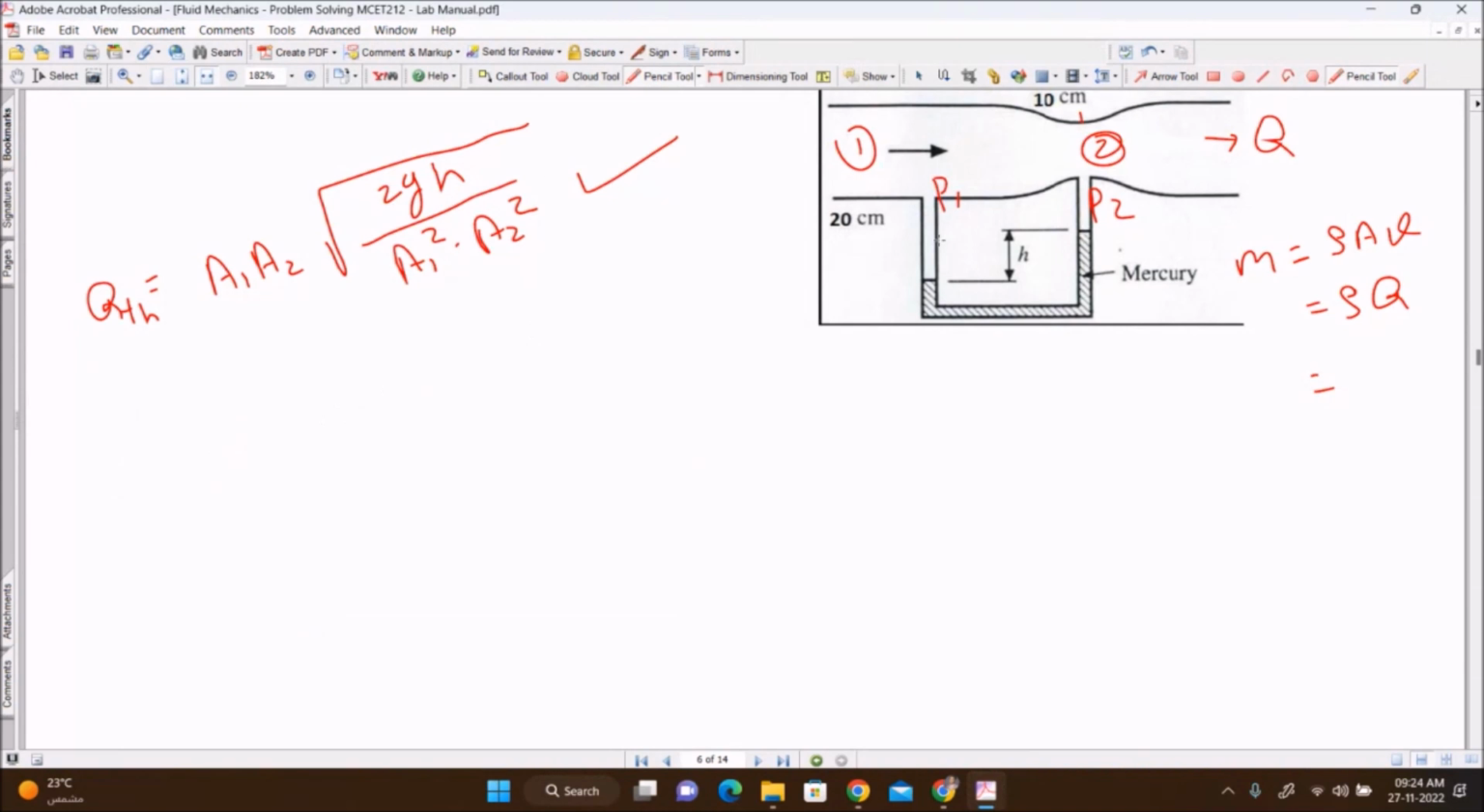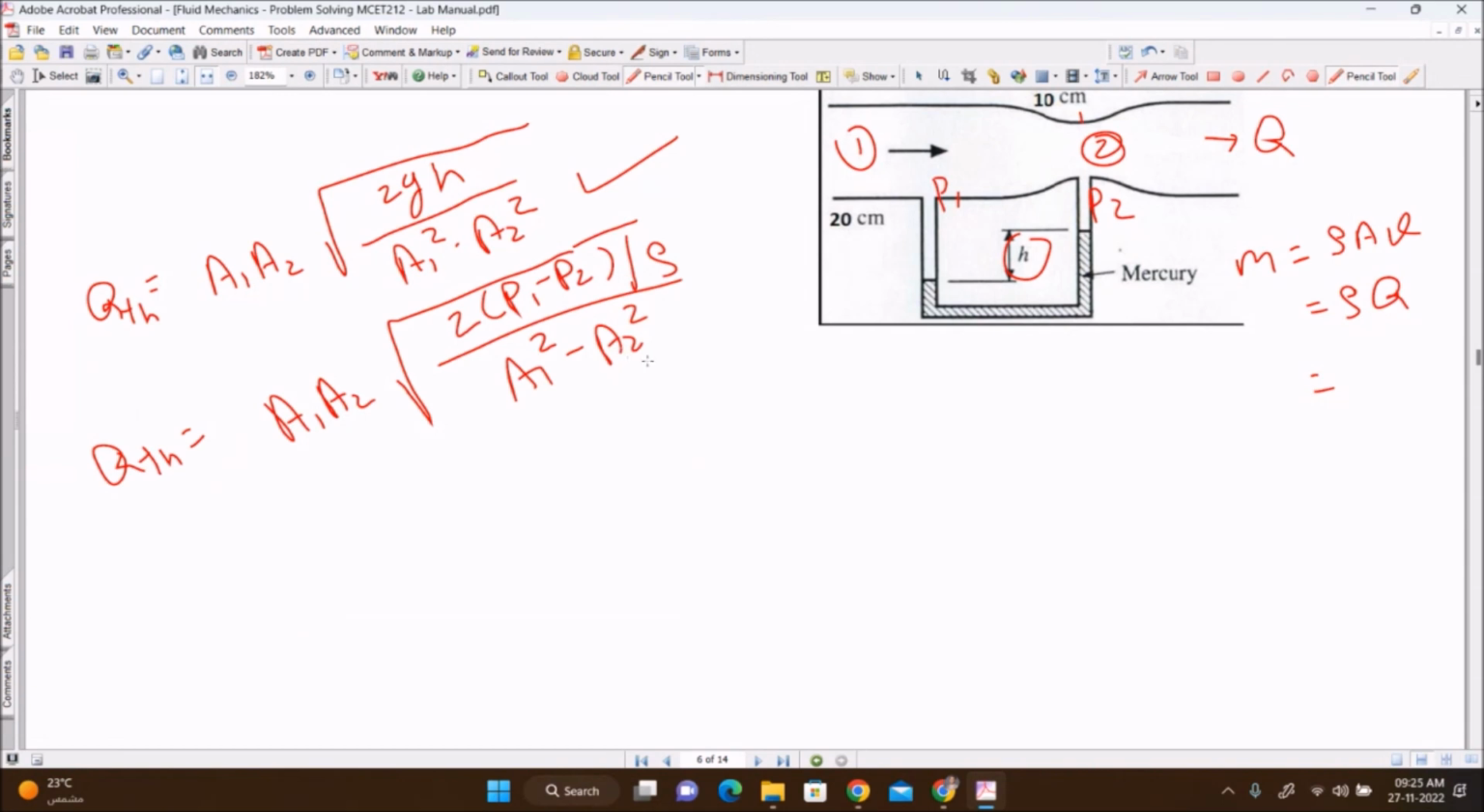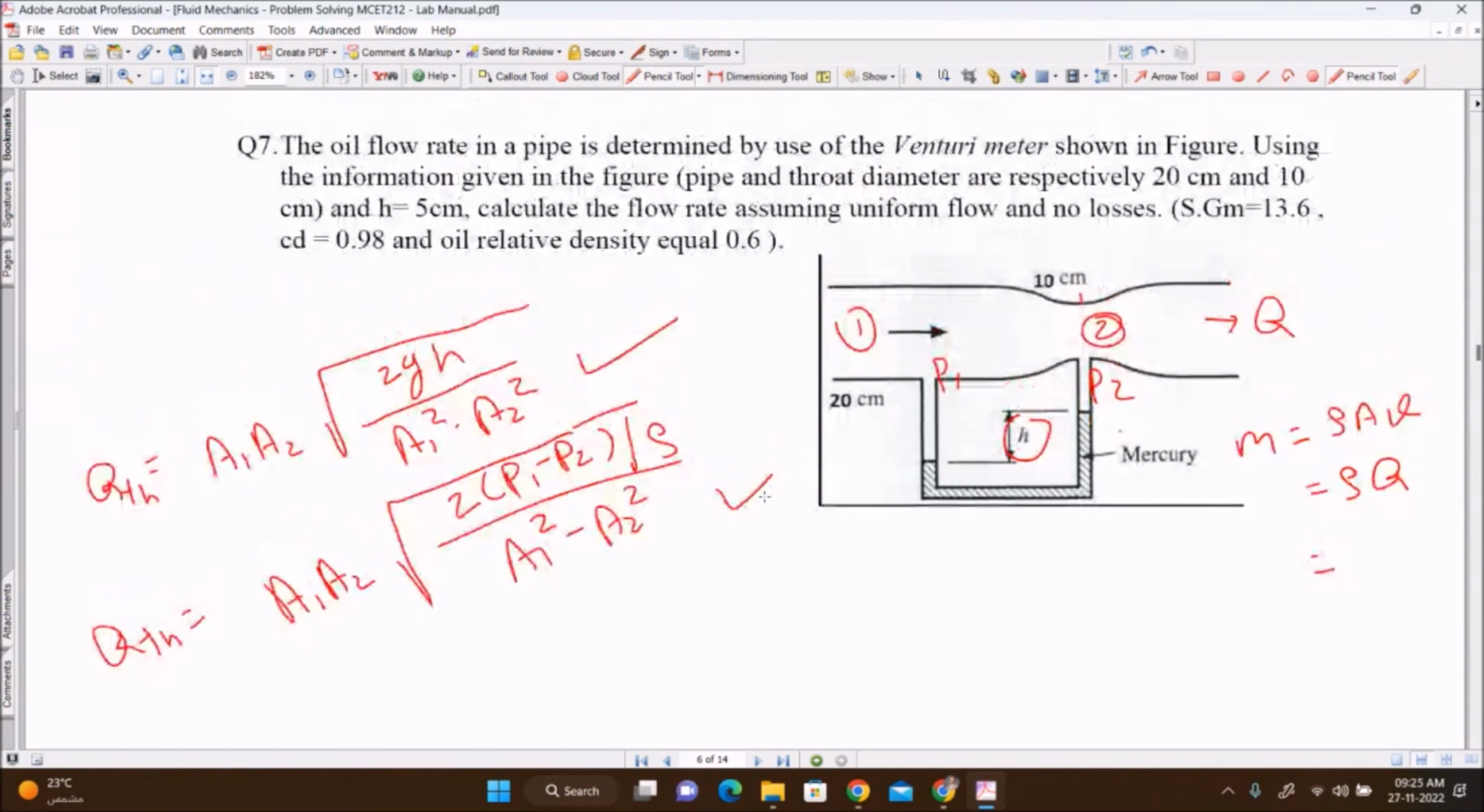See, one formula is this: if the pressure is given in H, or if P1 and P2 are given, I can write Q as the area minus the smaller area. Remember, if you do it in reverse and get a minus, it cannot be solved because the square root of a negative is not possible. Problem: the oil flow rate. Oil means first I need the density of oil, rho of oil.